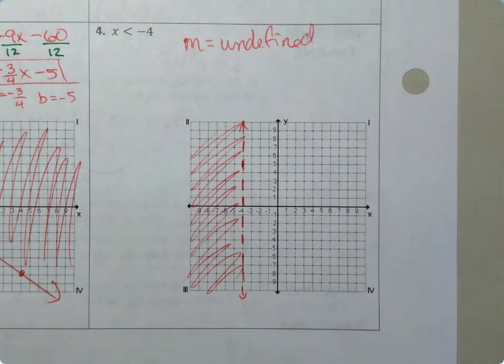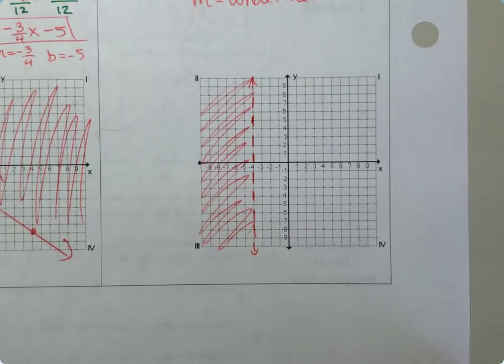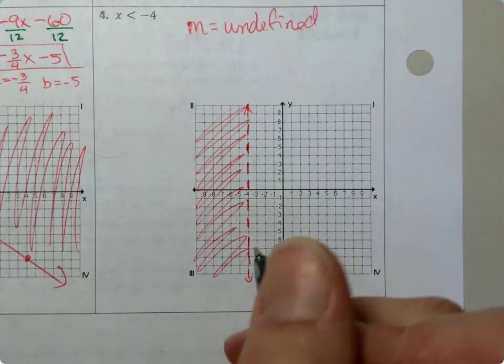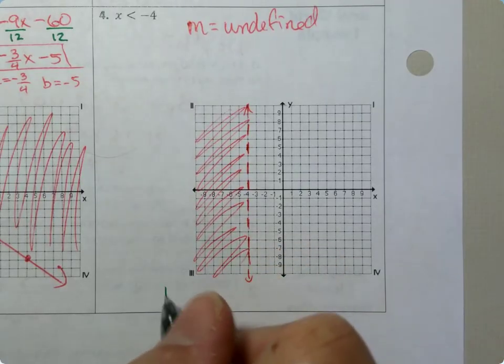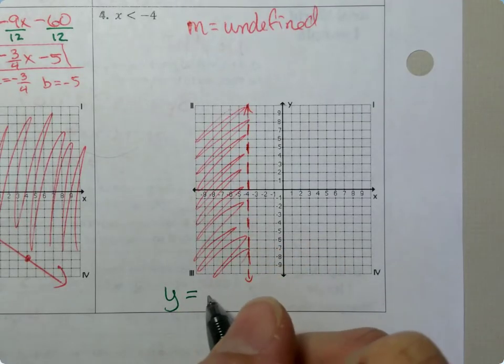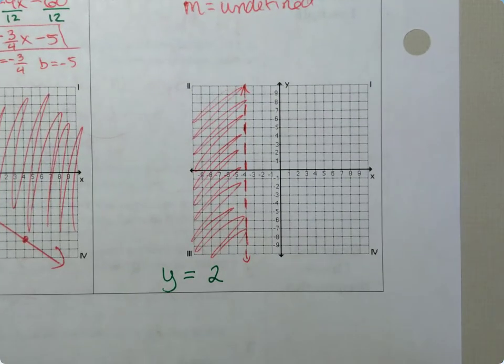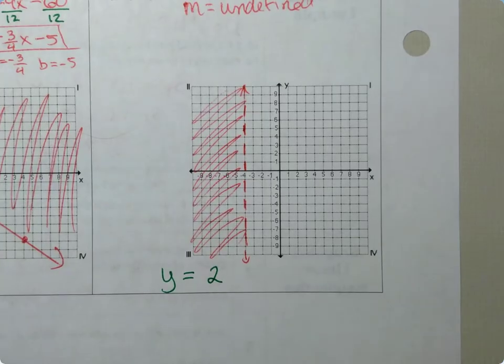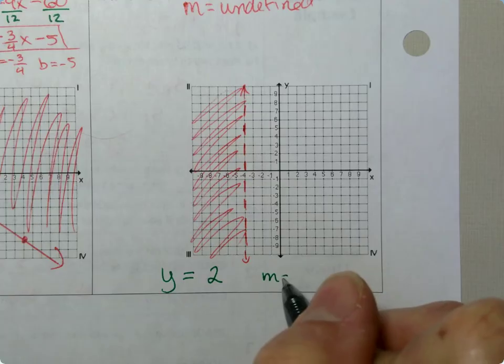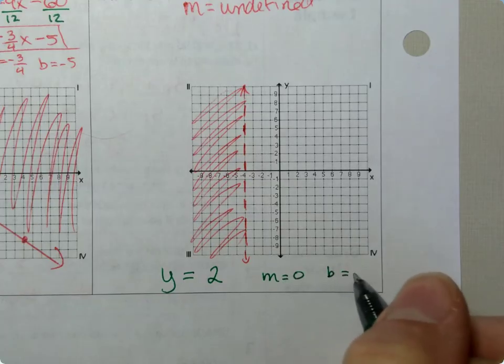Now I know this is not on here, but let me just throw one more on here. Let's do a second graph here of y equals 2. Tell me about that if I had y equals 2. It's going to be a horizontal line. The slope is 0, and the y-intercept is 2.